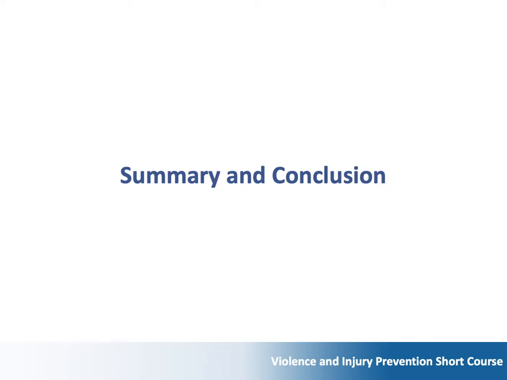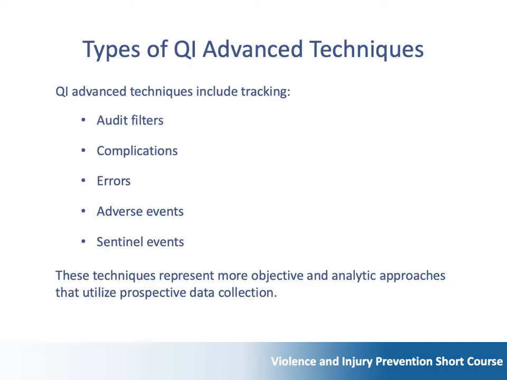In summary, the goal of all QI methods is to identify and correct problems. M&M conferences and preventable death panels are mostly retrospective in nature, with qualitative and sometimes subjective judgments based on chart review, discussion, and expert opinion. QI advanced techniques include audit filters, complications, errors, adverse events, and sentinel events. These techniques represent more objective and analytic approaches that utilize prospective data collection.